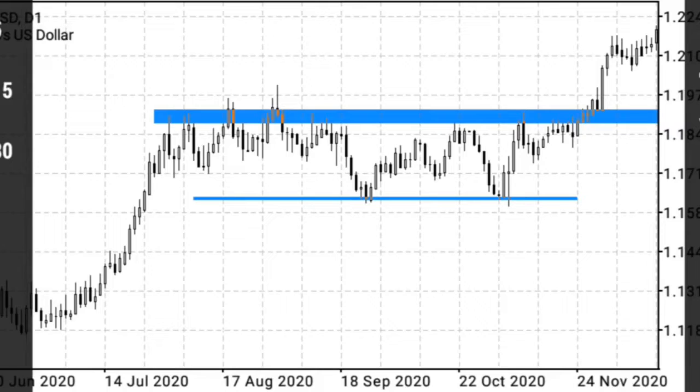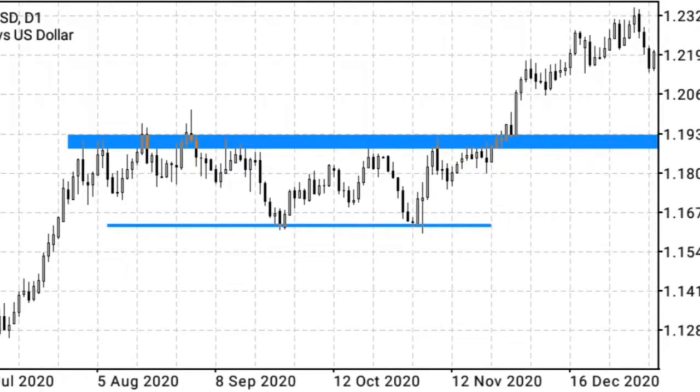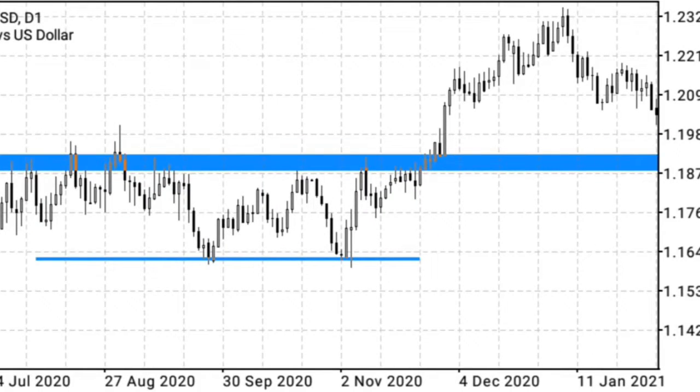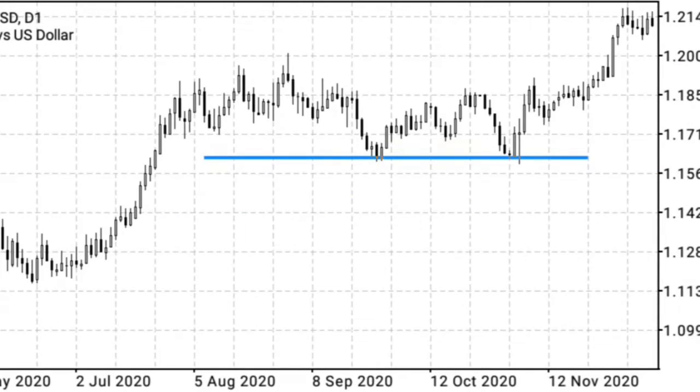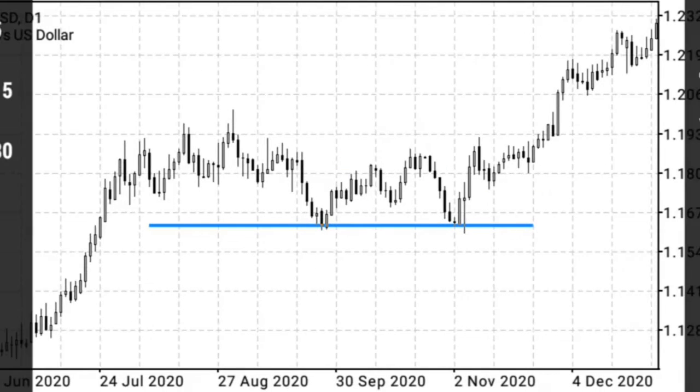The number one way I identify the institution in the market is through institutional candles. Institutional candles, that's the number one way I use in identifying the institution in the market. Now let's take for an example what's happening here. We see price doing something like this.